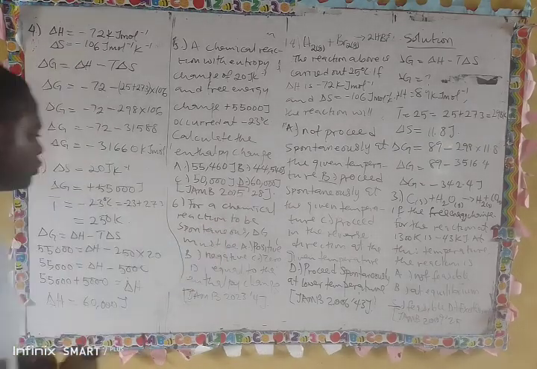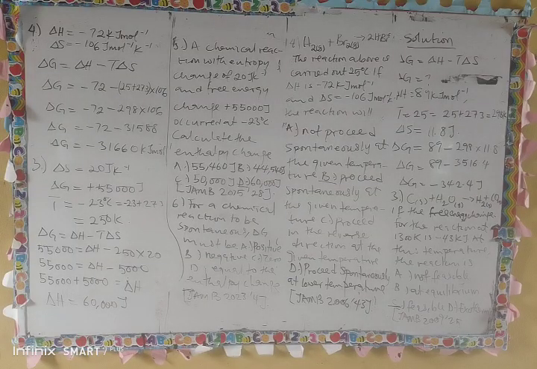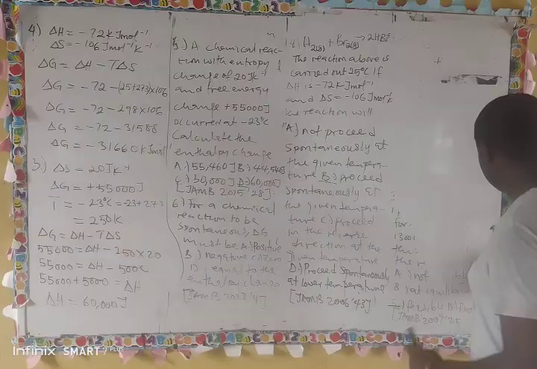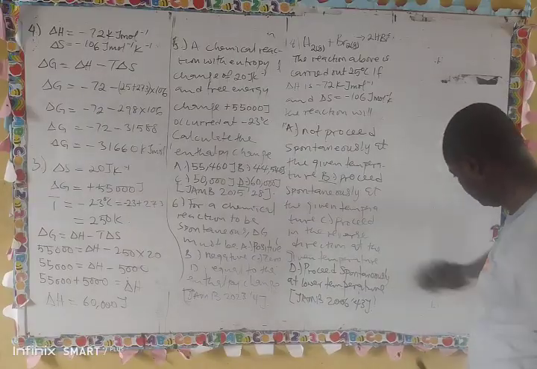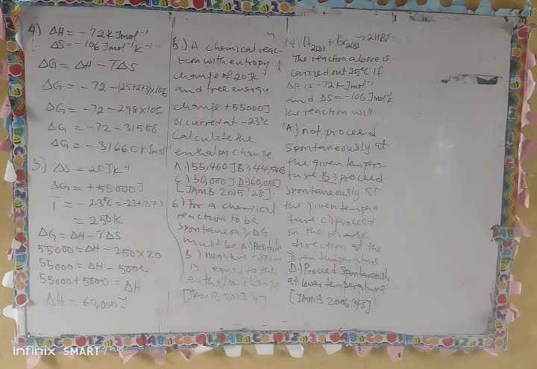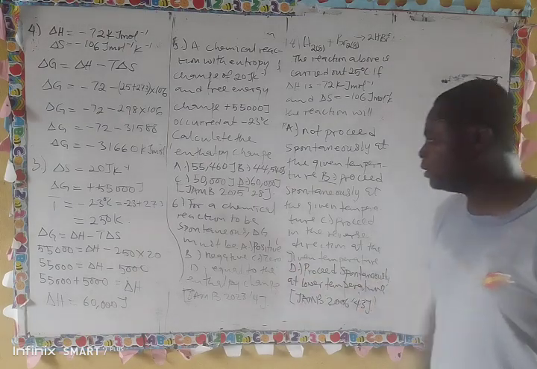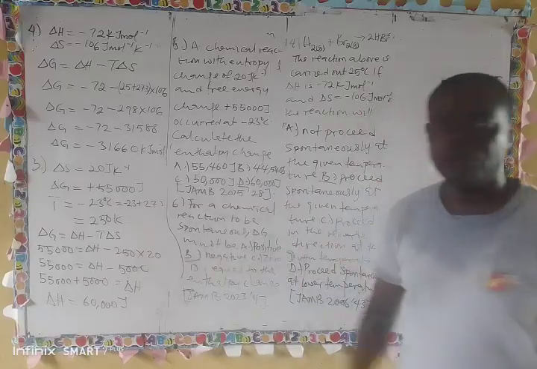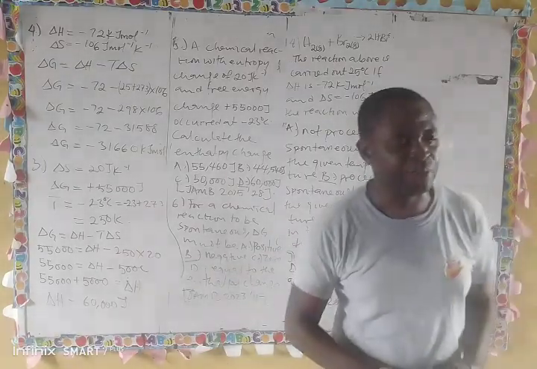The last question, so that I can attend to the SS1 students. We said for a chemical reaction to be spontaneous, we don't even need calculation. For a chemical reaction to be spontaneous, delta G must be what? Negative.